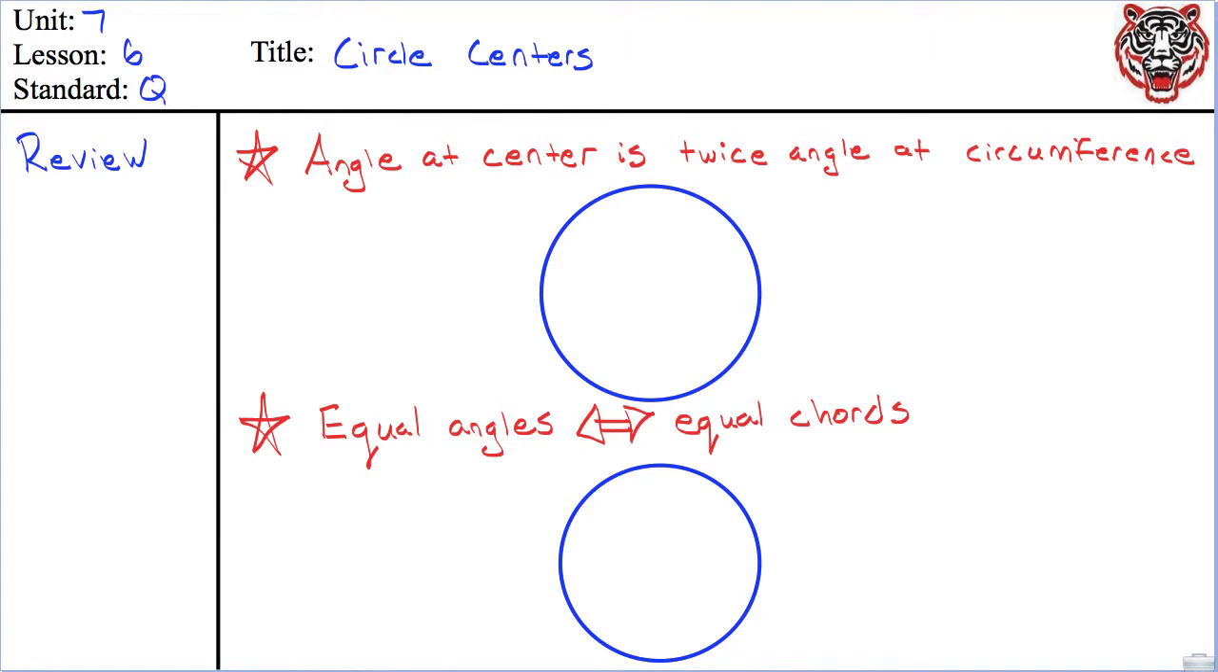Alright, this is going to be Geometry Lesson 7-6. We're talking about the center of circles. So I want to start with a review from yesterday. I didn't quite go over this formally, I did it on the board, kind of informally.